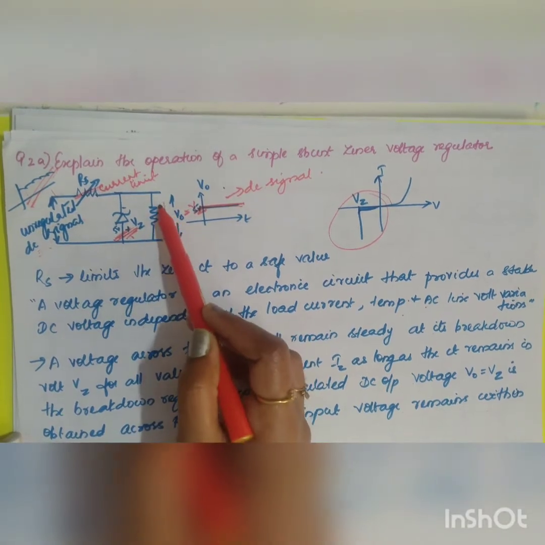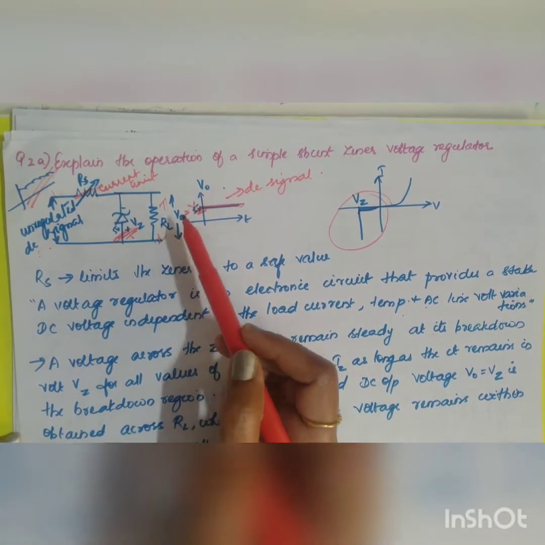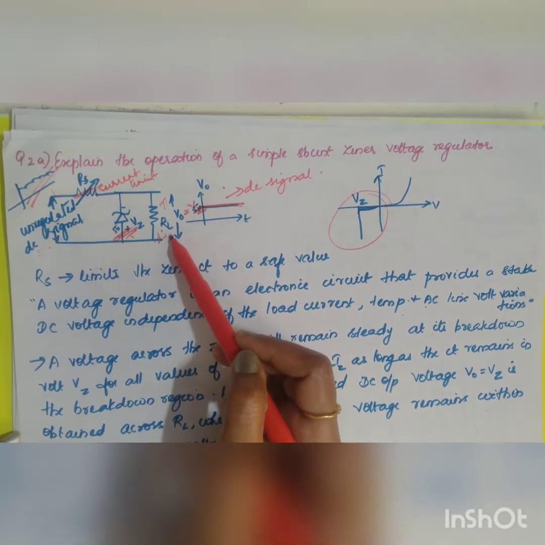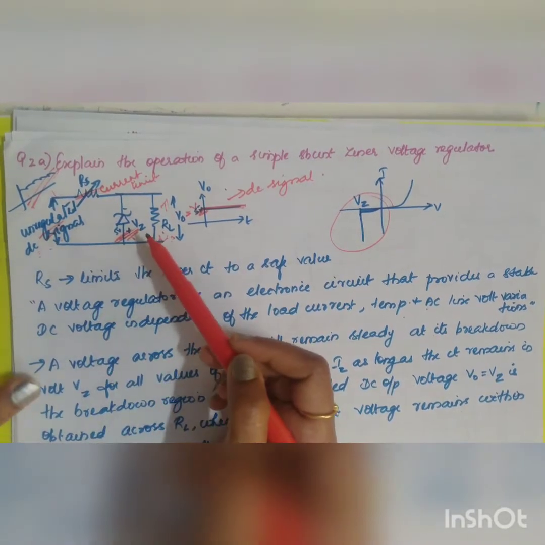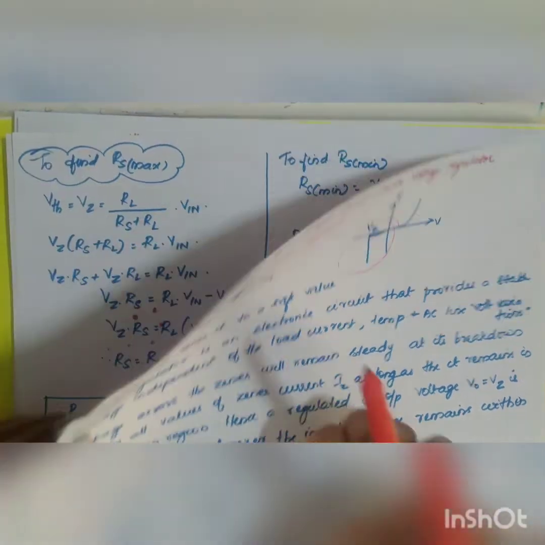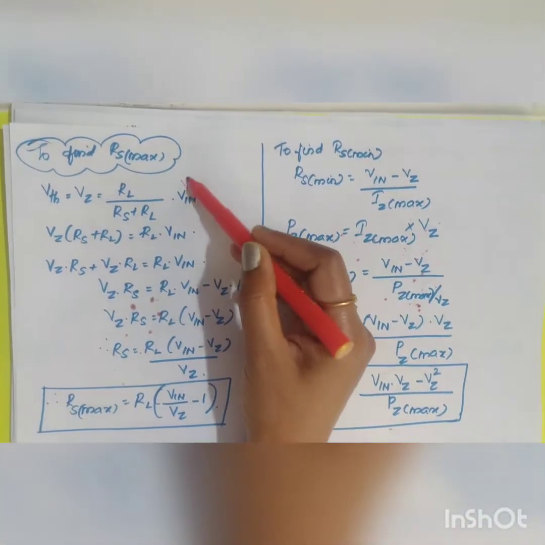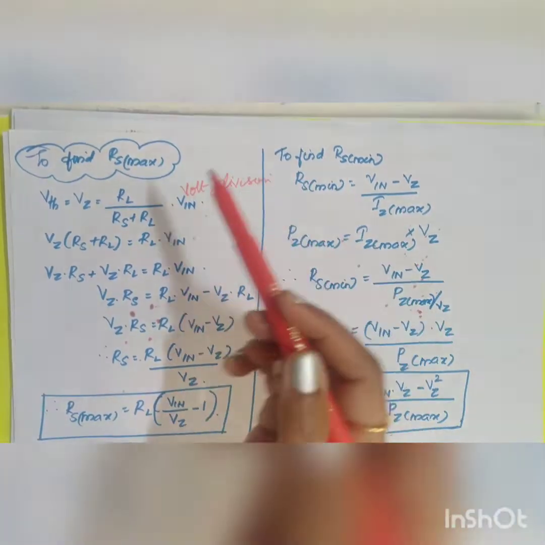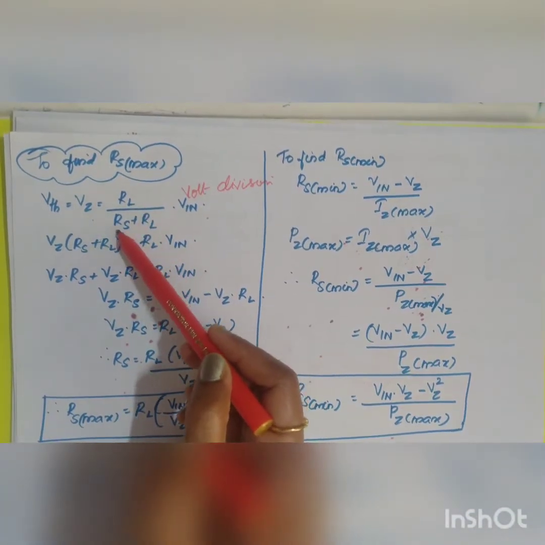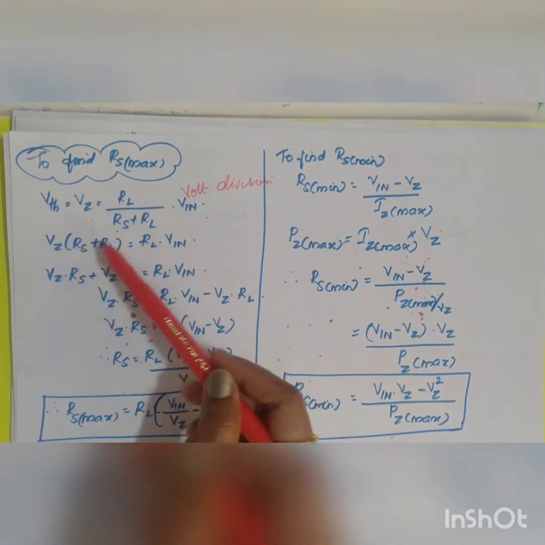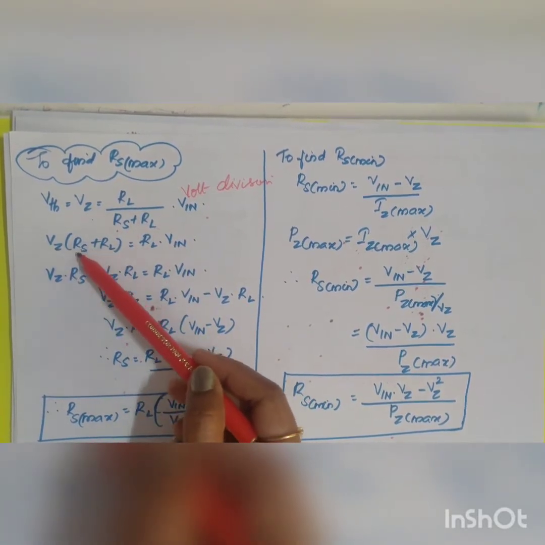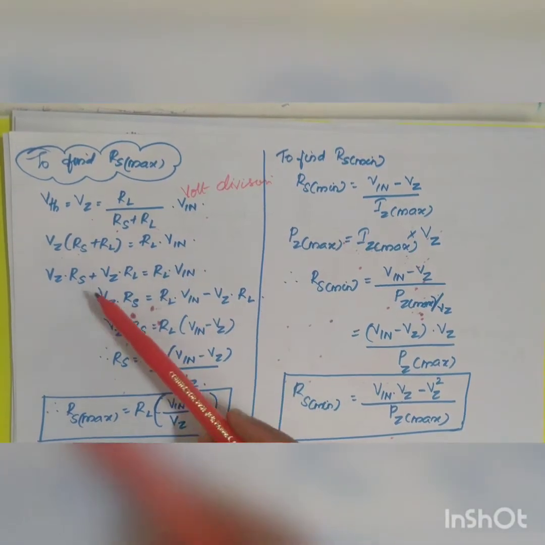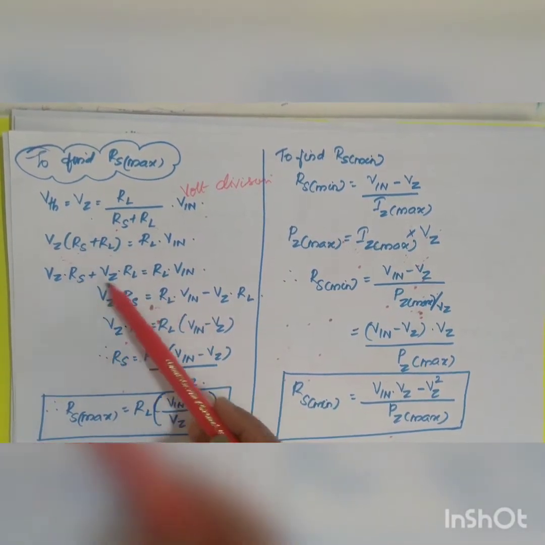Vz will be equal to the resistor across which you have to find the voltage, RL, into the total resistance, RS plus RL, into your input voltage. The input voltage is taken as Vin. Okay, so this is as per the voltage division rule. So Vz is equal to RL divided by RS plus RL into Vin. So cross multiply it: Vz into RS plus RL is equal to RL into Vin. Now you do the simplification. Okay, cross multiply inside, you will get this.